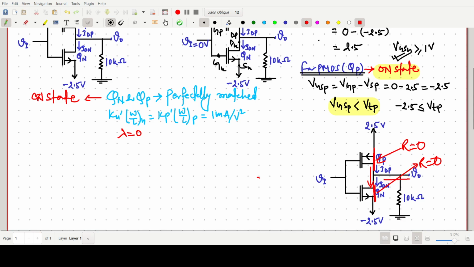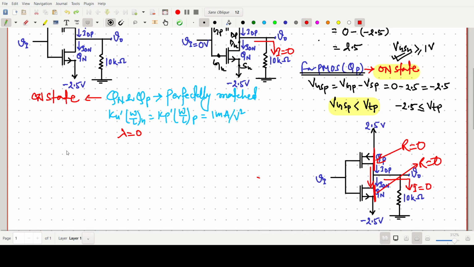So there will be no flow of current in this one. I is 0, so in this path there will be no current. All current will go like this. We can say all the current will flow directly from this side.